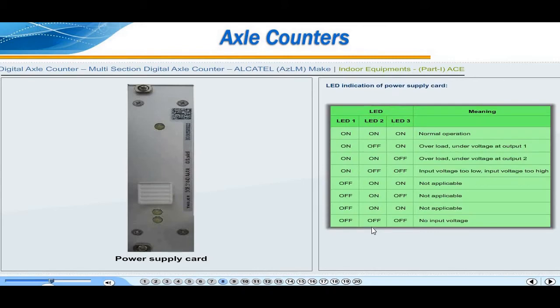LED indication of power supply card. All three LEDs will remain on during normal operation. When LED number 2 is off, it indicates overload or undervoltage at output 1. When LED number 3 is off, it indicates overload or undervoltage at output 2. When both LED number 2 and 3 are off, it indicates that either input voltage is too low or too high. When all three LEDs remain off, it indicates that input voltage is not available.